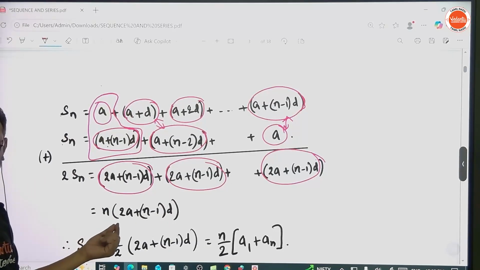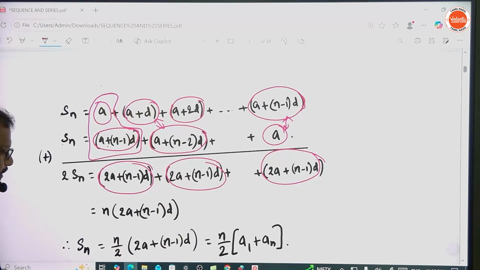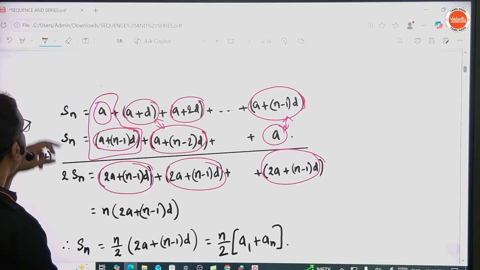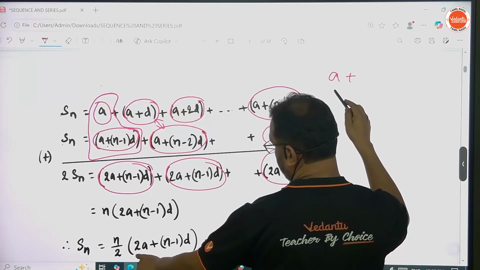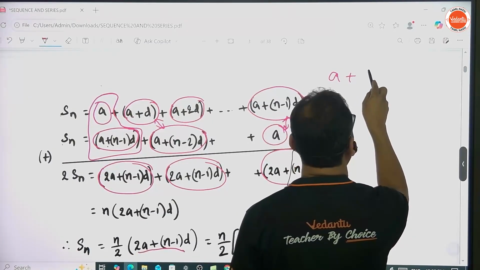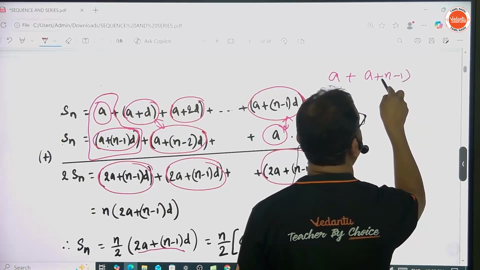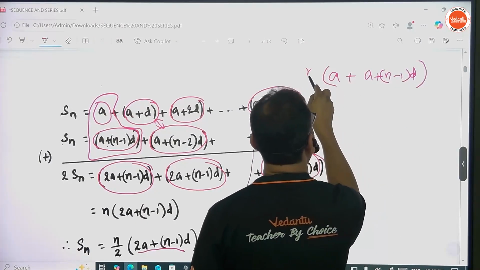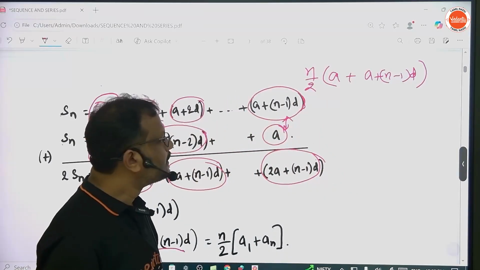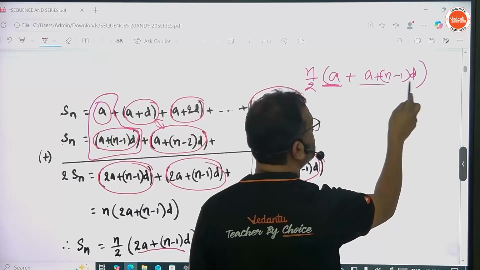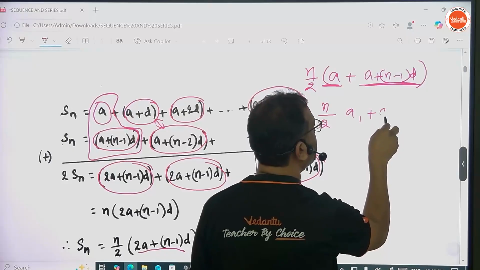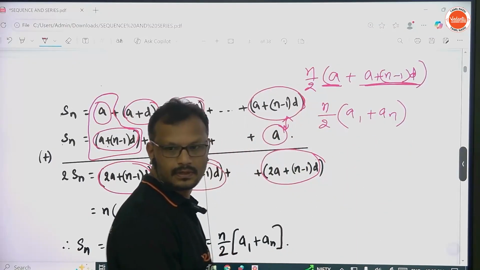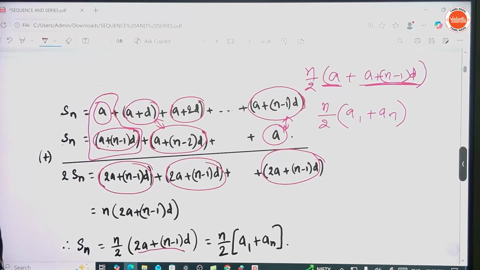The 2 you have to bring down. So n by 2 into 2A plus n minus 1 D. If you are talking about this, n by 2, we can write A plus A plus n minus 1 D. Can we write it like this? n by 2 into... So what is A? First term. What is this one? Nth term. So you can write this as n by 2 into A1 plus An: first term plus last term. So that will be the formula. You people already wrote it and know it, but didn't know how it comes.